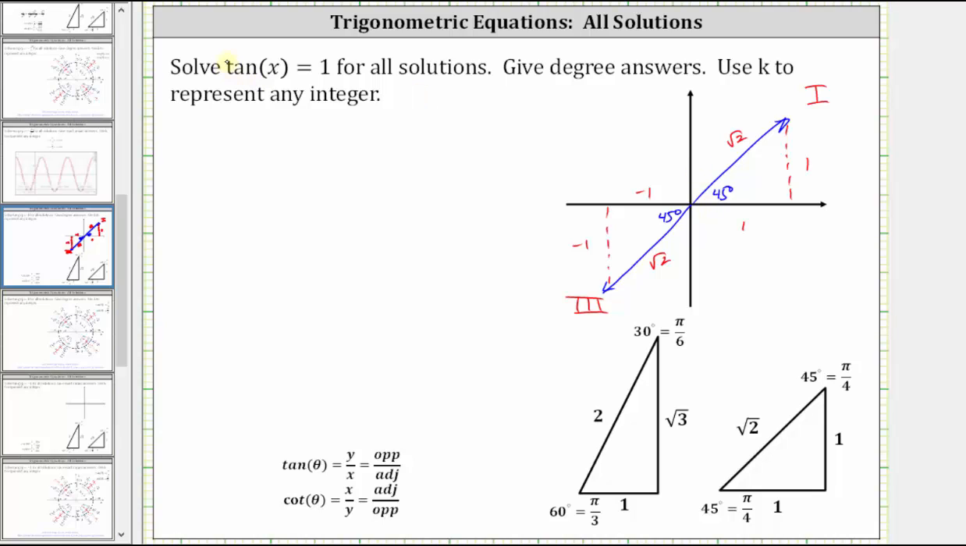Let's first focus on the least positive angle in the first quadrant, which we can see is 45 degrees. So we have x equals 45, but we want all the solutions, and therefore we need an expression for all the angles that are coterminal to 45 degrees. To find coterminal angles, we add or subtract multiples of 360 degrees, and therefore we have x equals 45 plus 360k, where k represents any integer, and the units on this expression would be degrees.